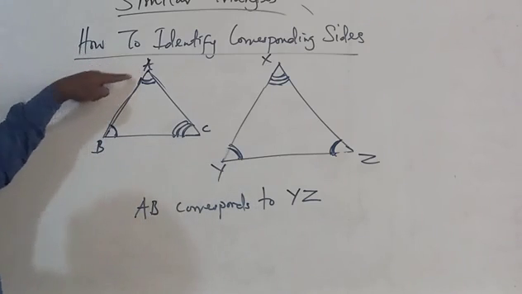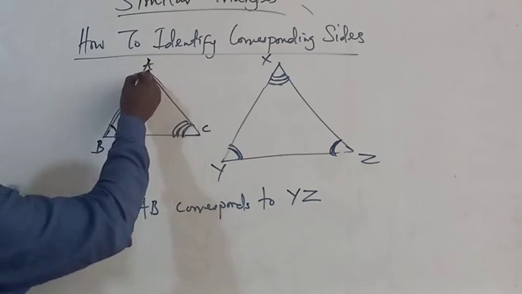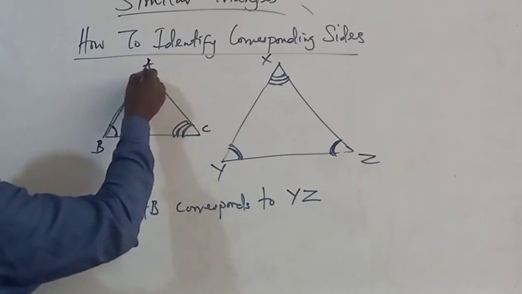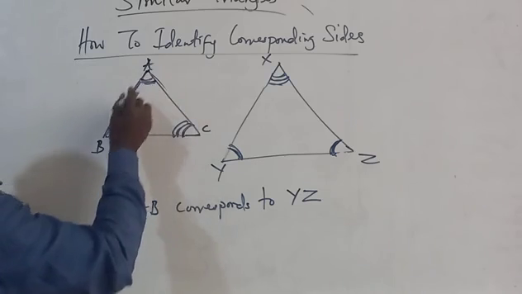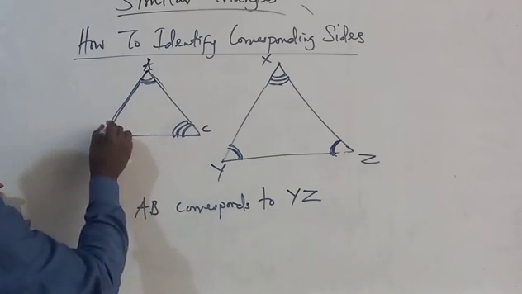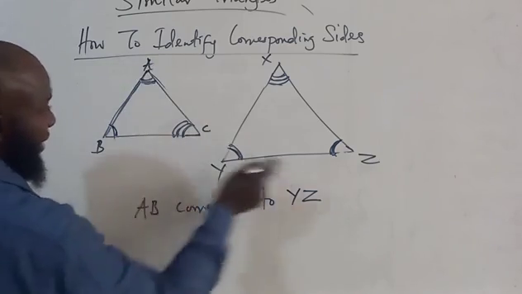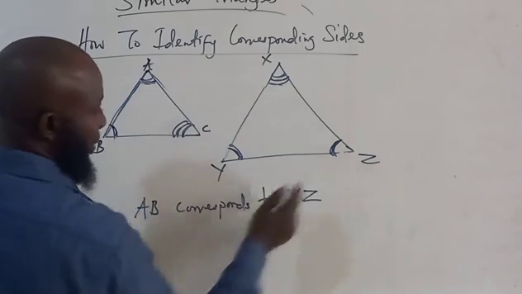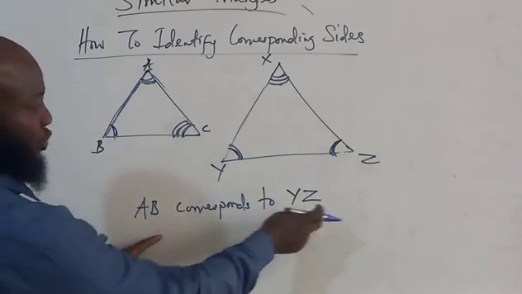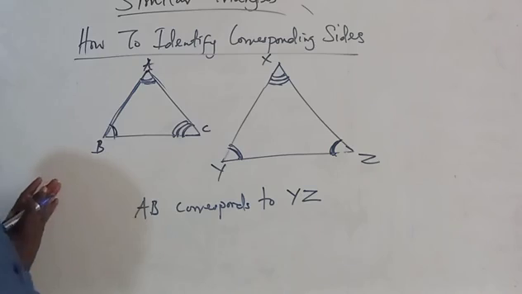I'm moving from A to B. That is line AB here. So what I have on angle A is double, and on angle B we have single. So in angle Y we have double, then Z, which is this. So that means AB corresponds to what? YZ. That's the first one.